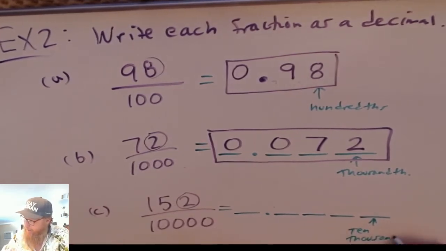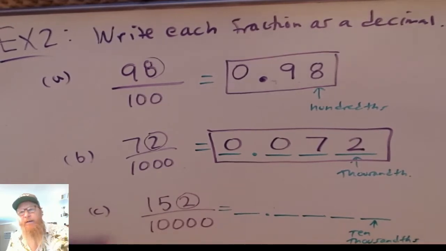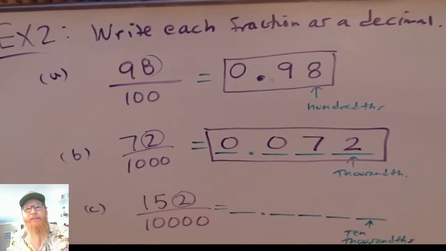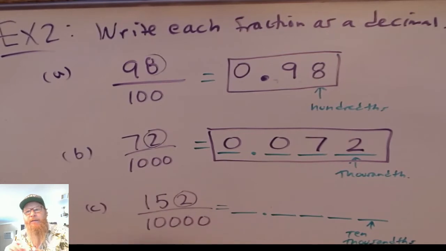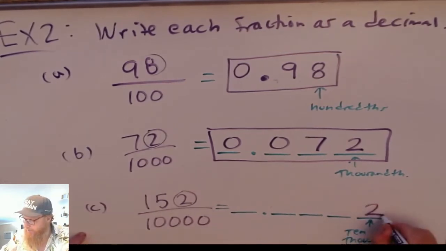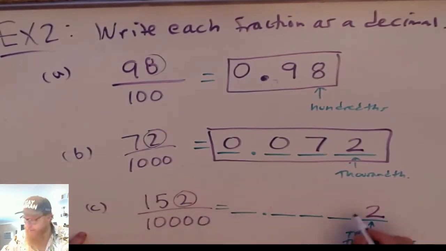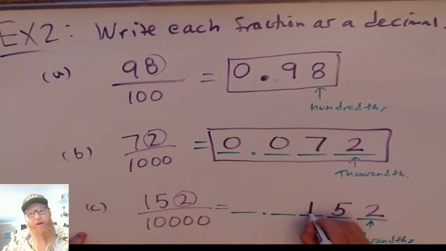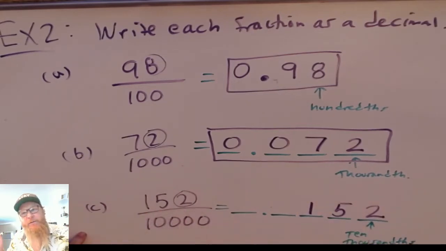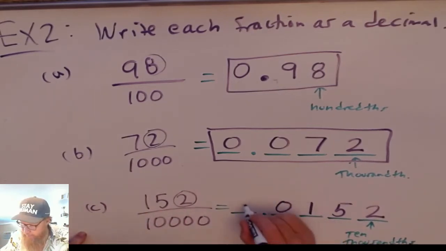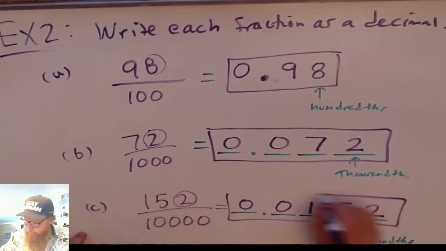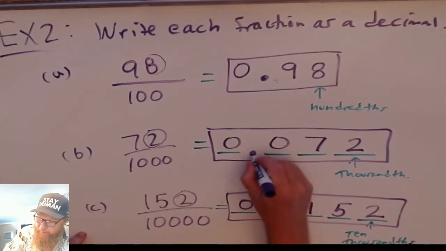Hope you can read that. That's 10 thousandths. So we're going to put the 2 in the 10 thousandths place, and then the 5 and the 1, 152 10 thousandths, and then fill these up with zeros. And there you go.